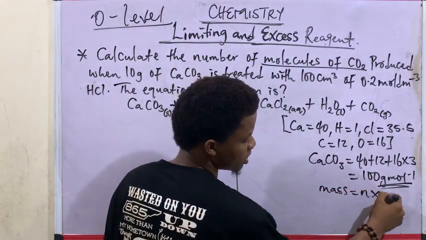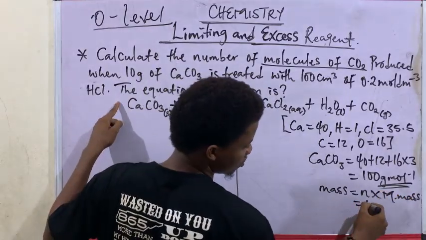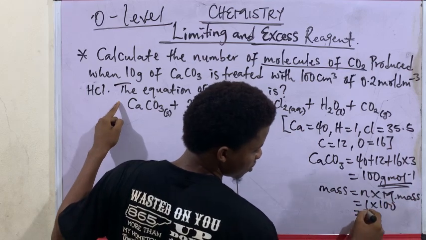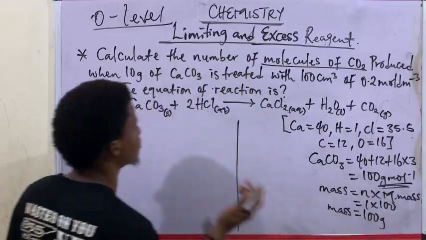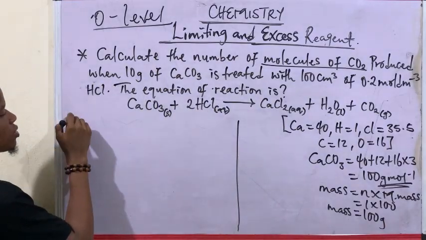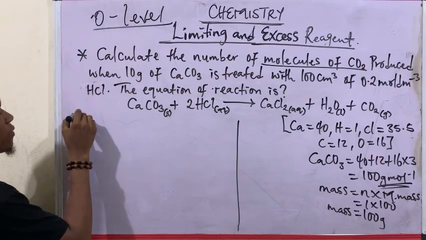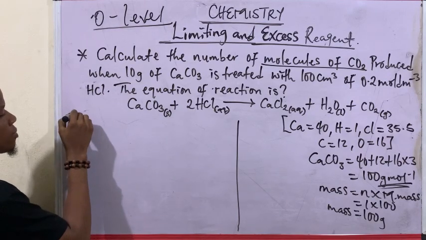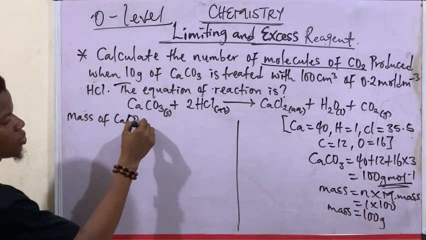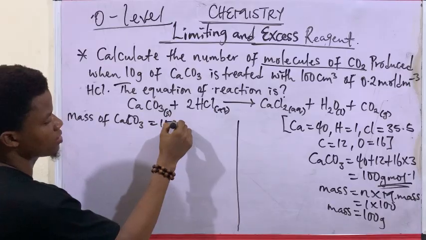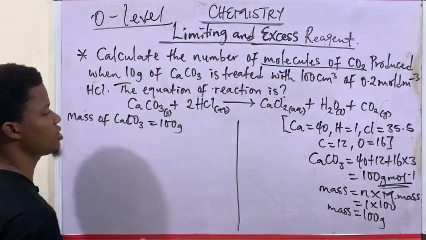Because we have 1 mole of CaCO3, remember mass is equal to mole times molecular mass. The mole is 1, so 1 times 100 is 100 gram. Therefore the mass of CaCO3 is 100 gram. Now let us get the mass of HCl, 2 moles of HCl.